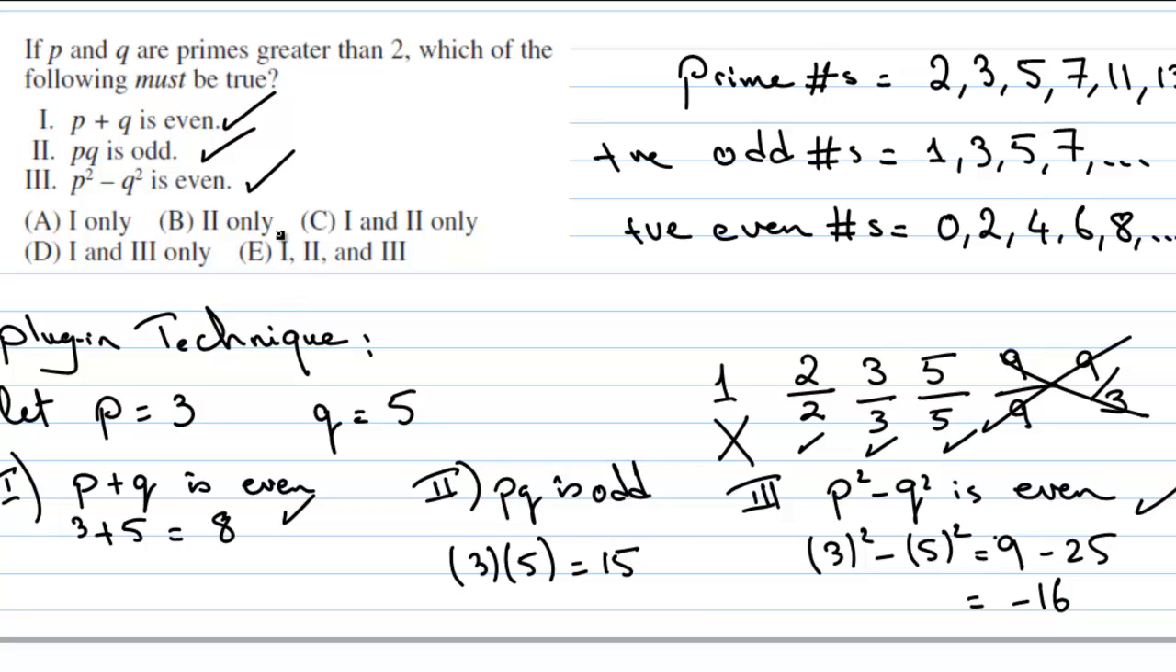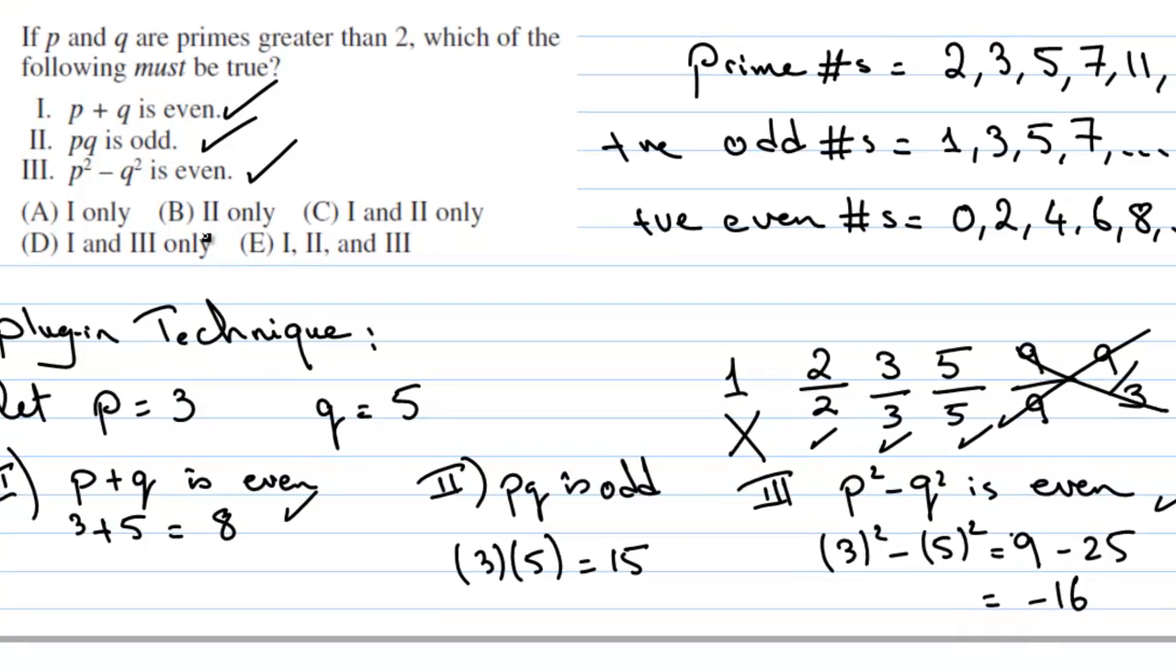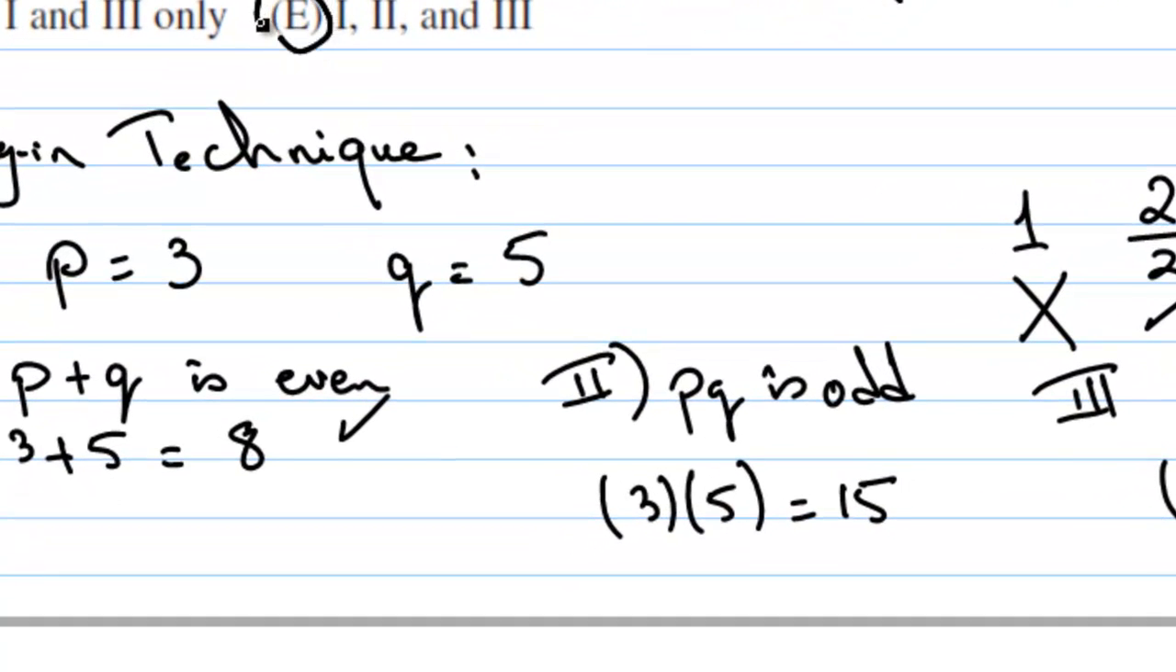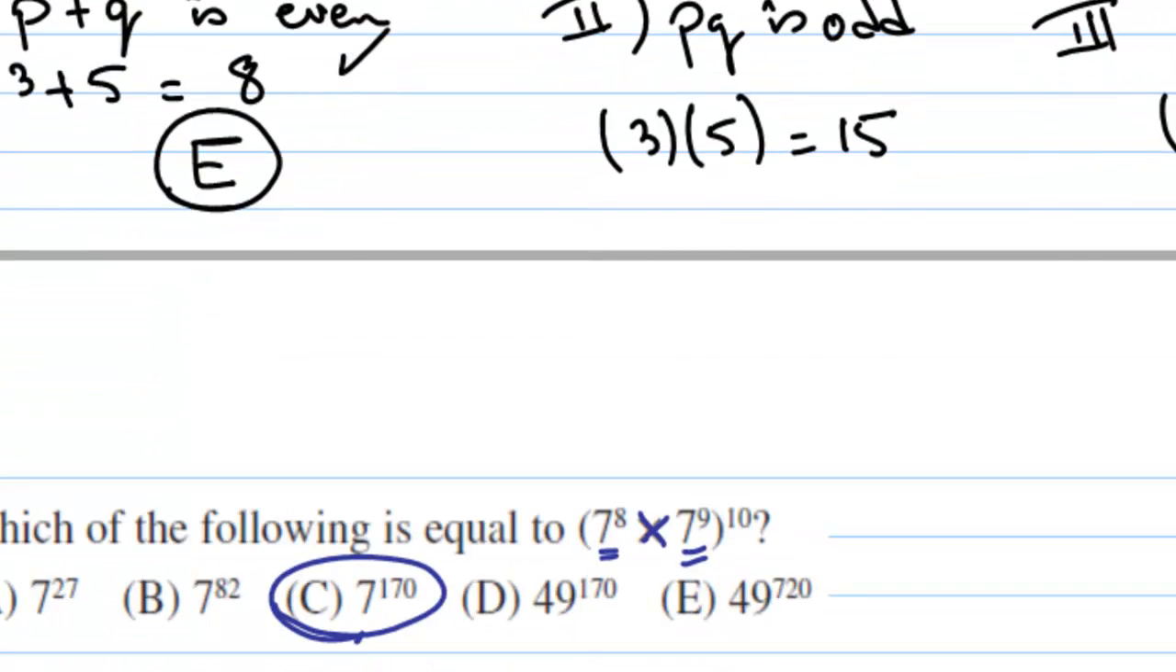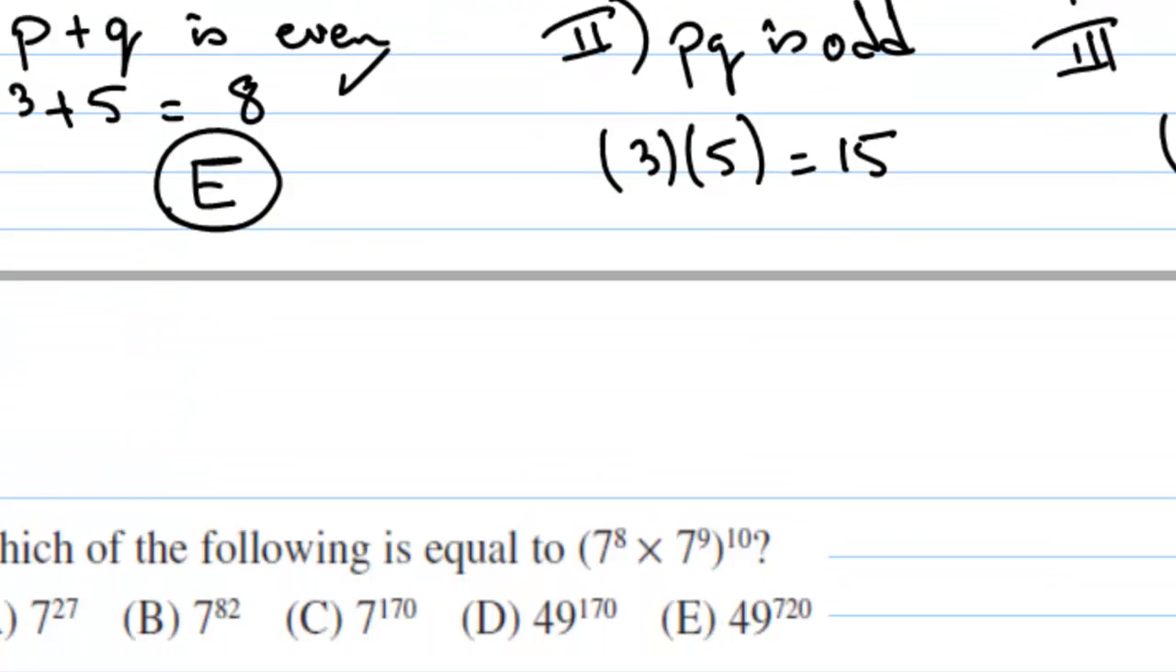All right, check the answers. Do we have a choice that says all of them true? Yes, E here: I, II, and III. All of them are true. Must be true, yes. So the answer for this one is E. Right, I think it's simple. Great. All right, we move on to the next one.